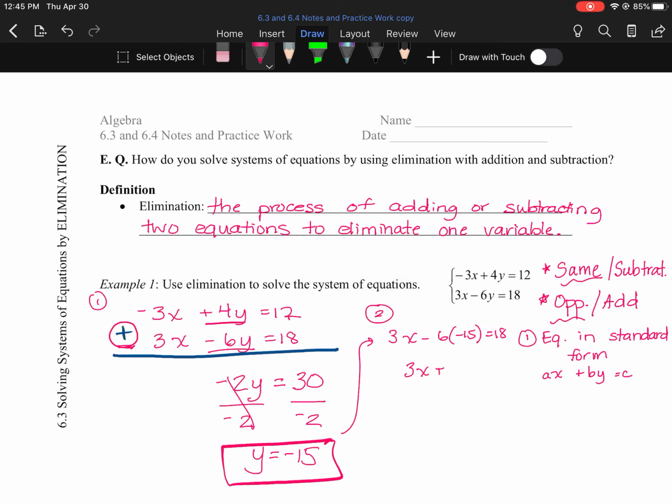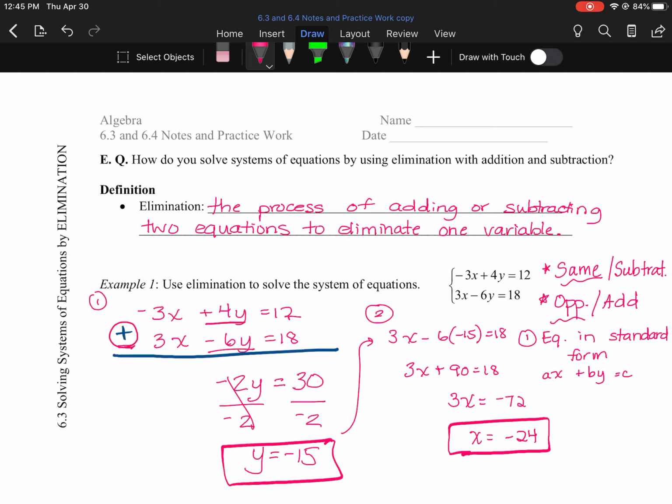So 3x, whoops, that's going to be a plus 6 times 15, which is 90, so plus 90 equals 18. Subtract 90 from both sides, and we get 3x is equal to -72, and divide both sides by 3. We get x is -24. All right, so that's our first example.